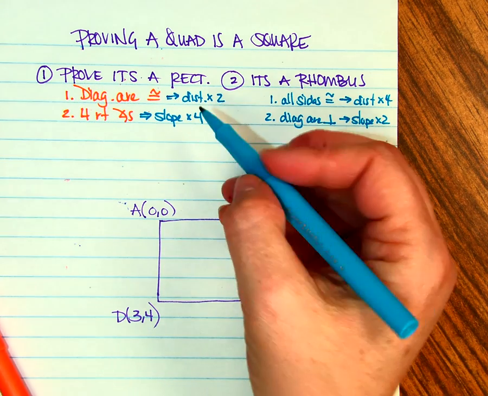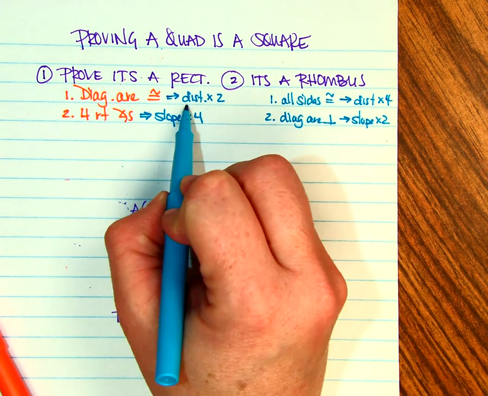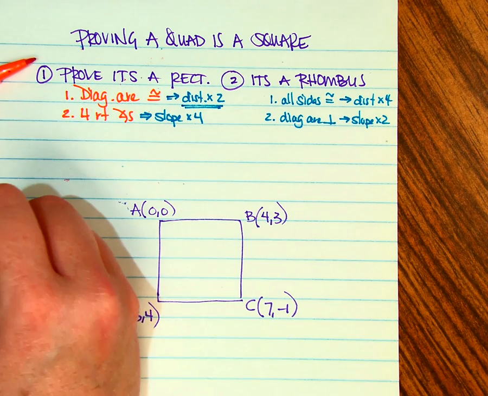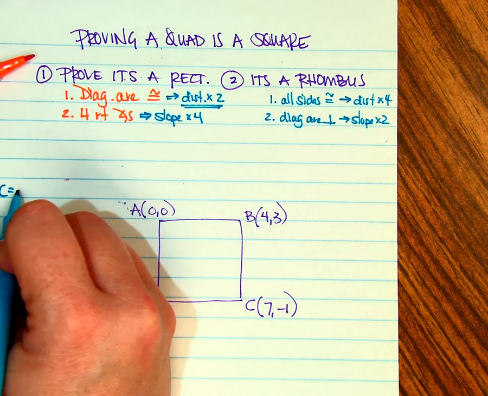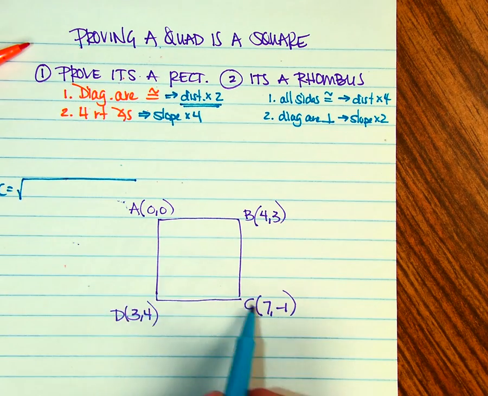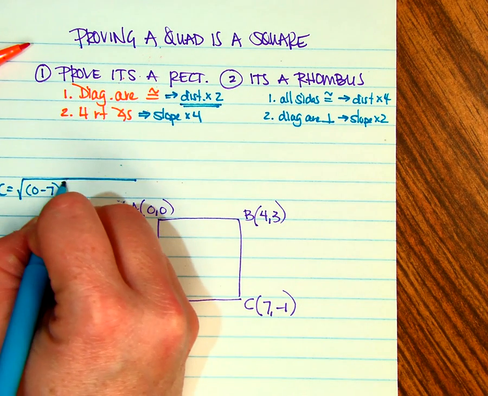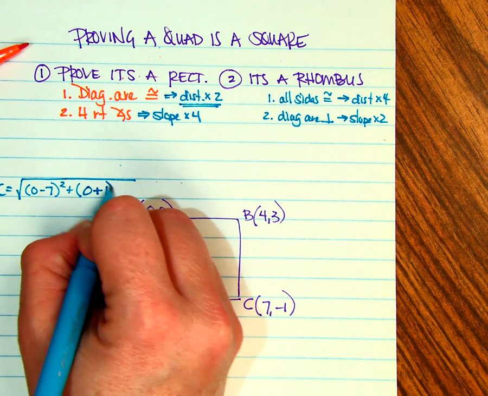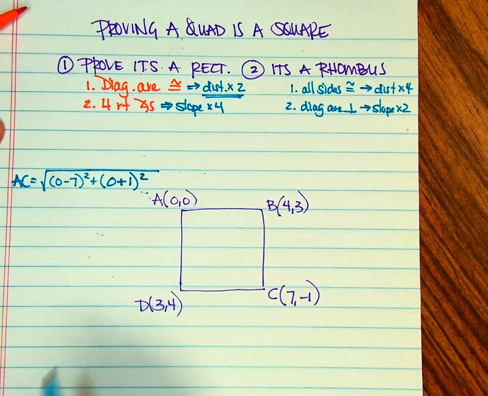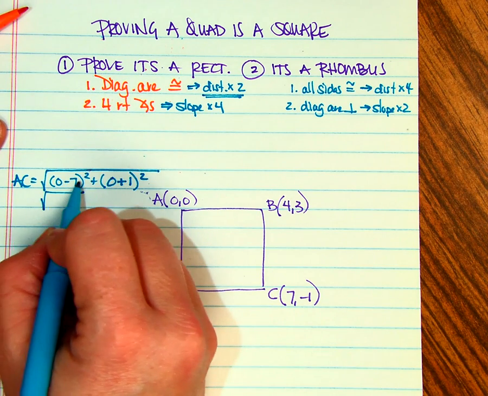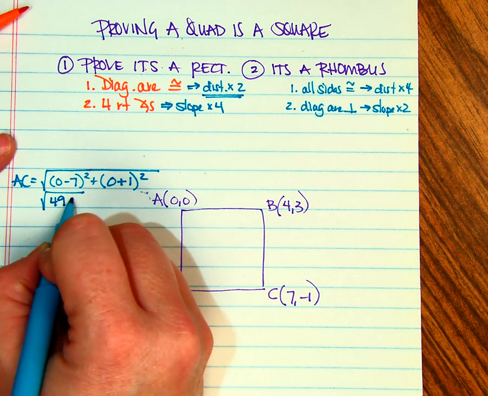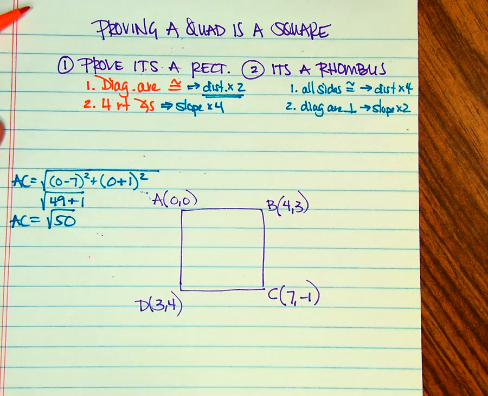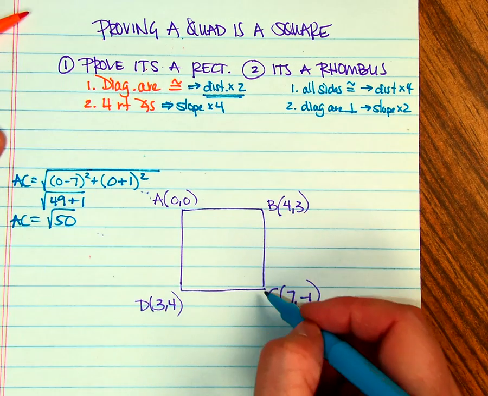So I am going to prove that it's a rectangle first by using the distance formula twice. Diagonals are congruent. So I have AC. I have 0 minus 7 squared plus 0 minus a negative 1, which gives me a positive 1 squared. Square root of negative 7 squared is 49, plus my 1 squared, which is 1. So AC is the square root of 50. So this diagonal is the square root of 50 long.